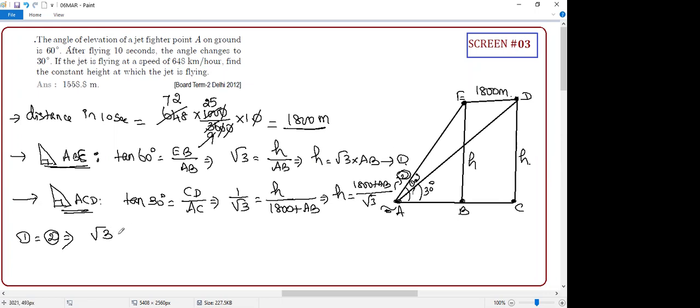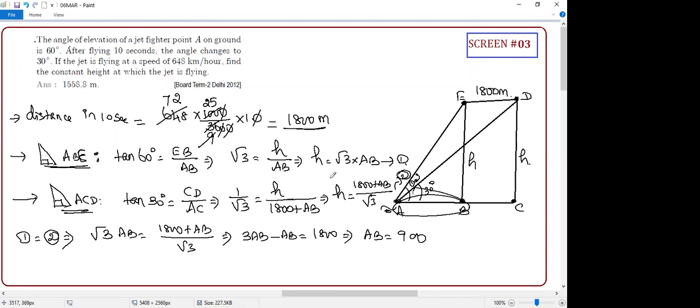So root 3 AB equals (1800 plus AB) upon root 3. So you can bring root 3 this side. What is the answer? 3AB minus AB equals 1800, which implies 2AB equals 1800. So AB equals what? 900. Guys, AB equals 900 meters.